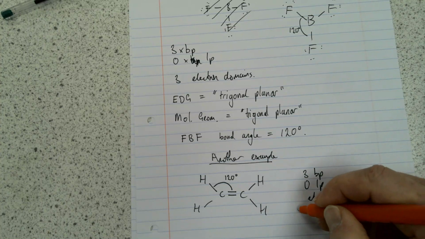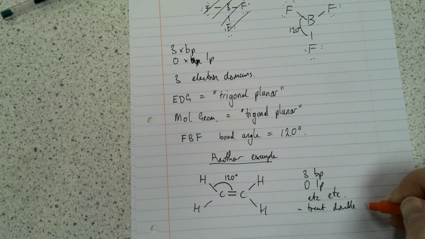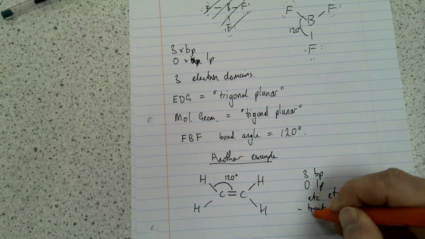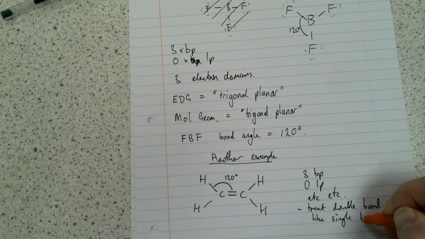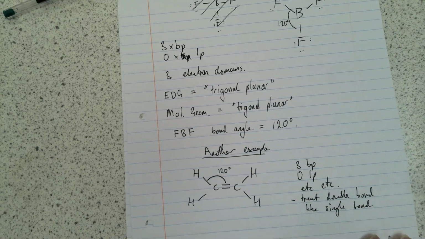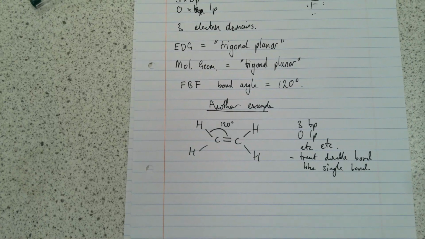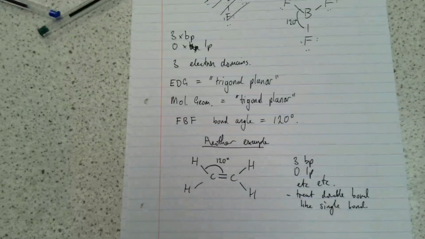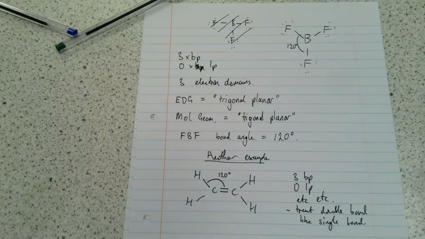And again, we need to say that we treat a double bond like a single bond, just like we did when we were looking at carbon dioxide on the previous page. So we treat ethene the same as we do chlorine, because we can treat the double bond as if it's a single bond. Okay? Any questions at all?